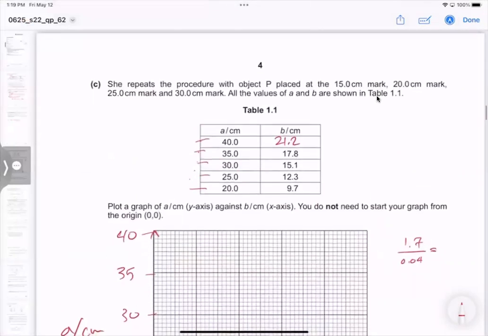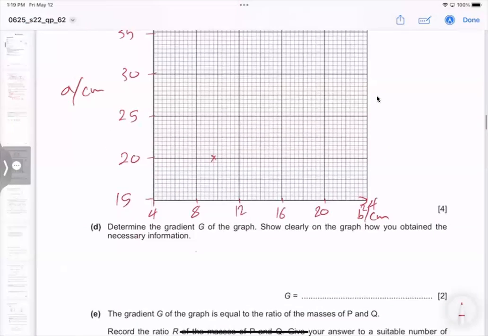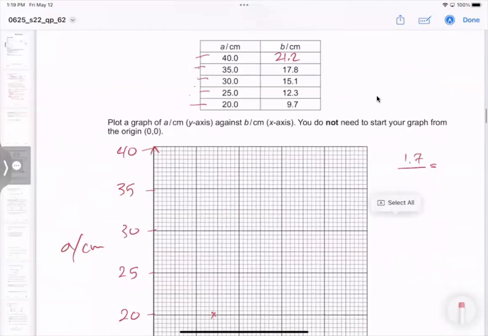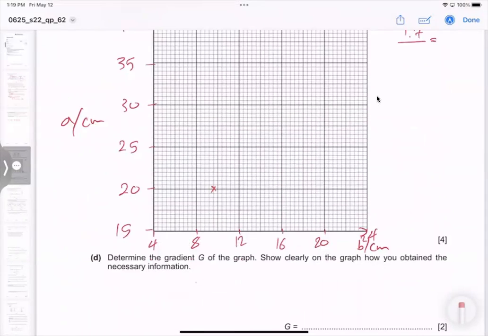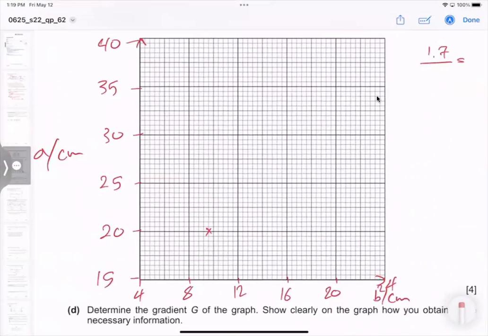What about the second? The second is 25 with 12.8. We have 12.8... Mister, 12.3. Okay, so the difference is 0.3. 0.3 divided by 0.4 will give us 1 division. So it's 1 division between 25 and 12.3. Here is the second dot.